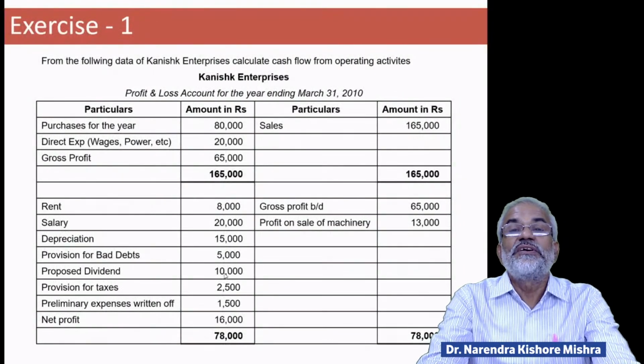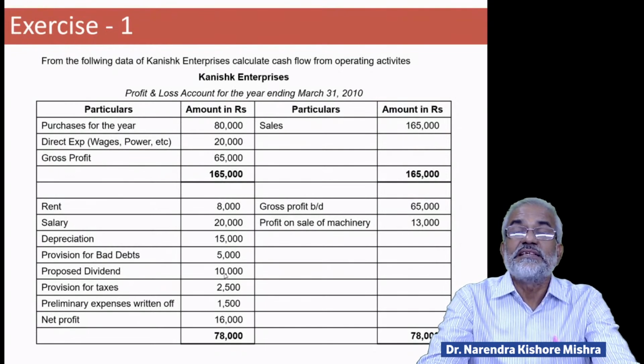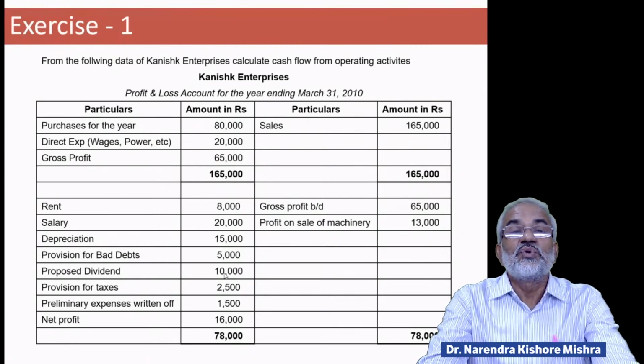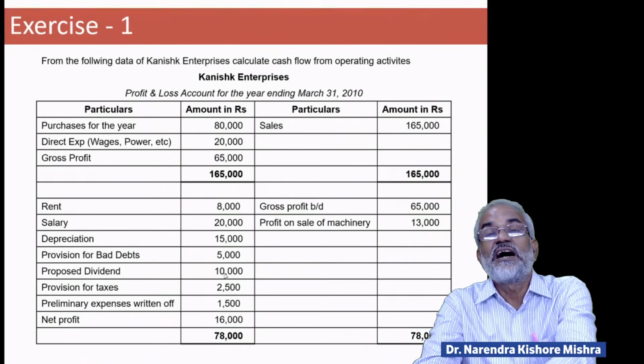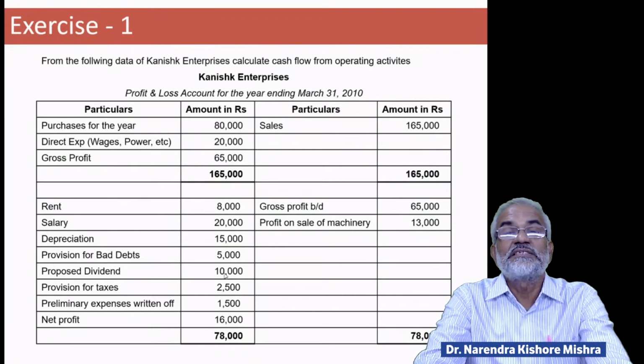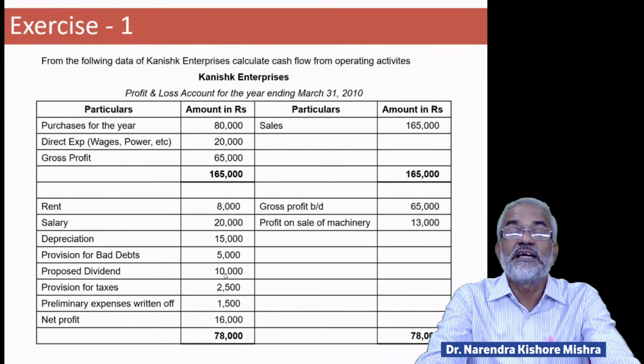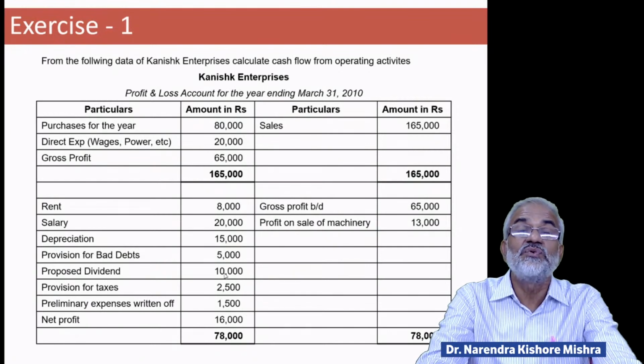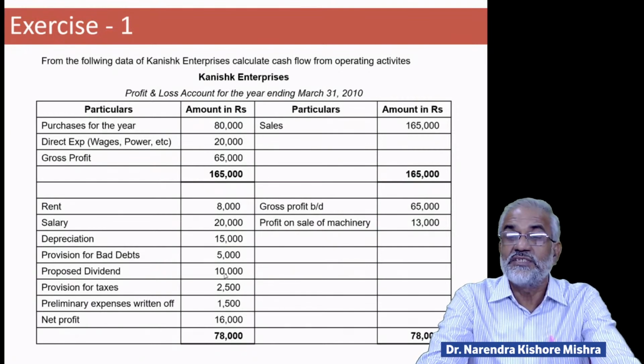Suppose this is the profit and loss account of an organization, Kanishka Enterprise. The trading and profit and loss account shows a net profit of rupees 16,000. The different figures are: sales is 1,65,000, purchase is 80,000, direct expenses like wages, power, etc. is 20,000, and this resulted into the gross profit of 65,000.